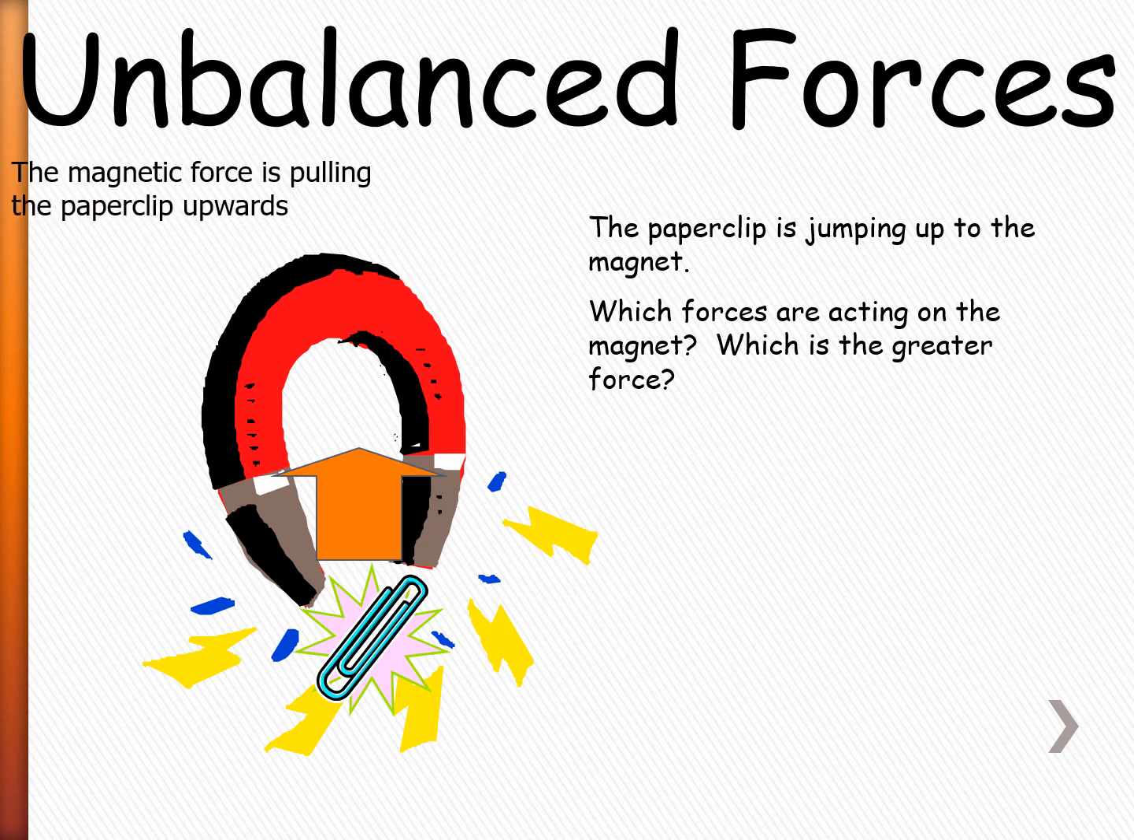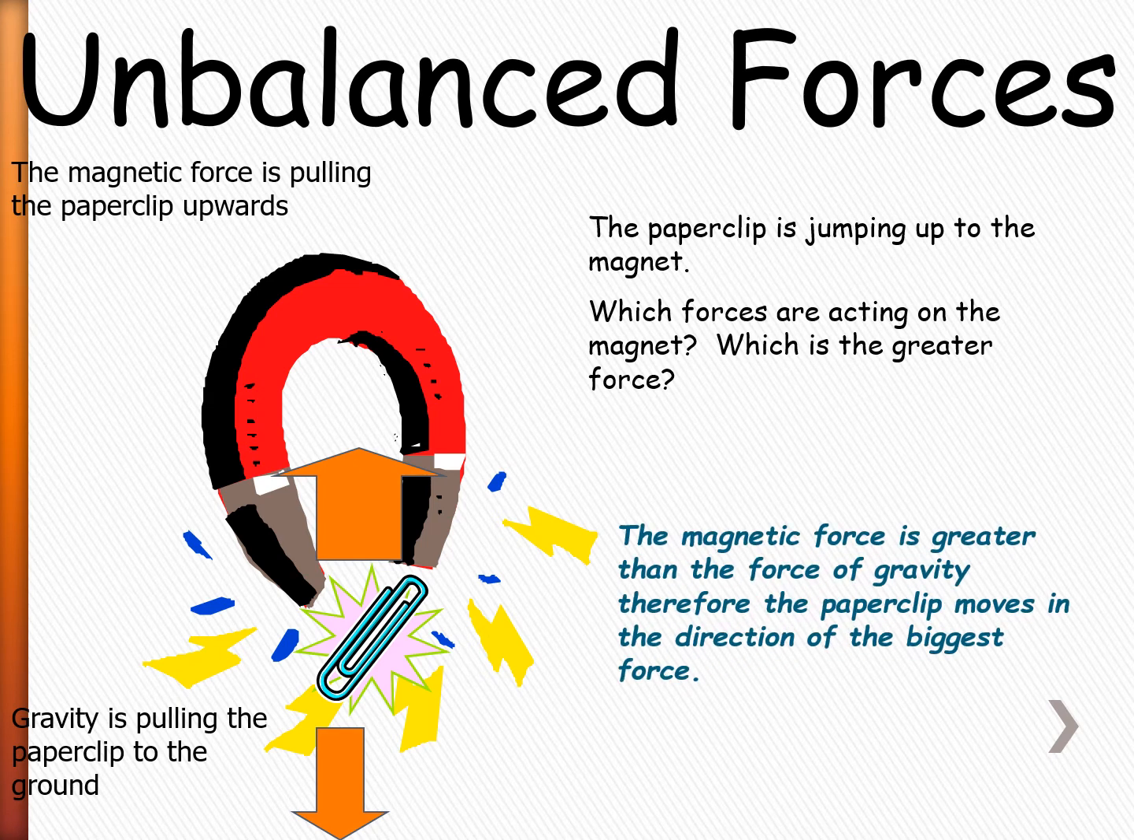So we have here the magnetic force pulling the paper clips upwards. And we have also gravity pulling the paper clip to the ground. So the magnetic force is greater than the force of gravity. Therefore, the paper clip moves in the direction of the biggest force.